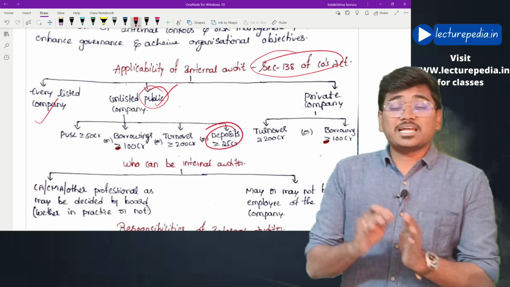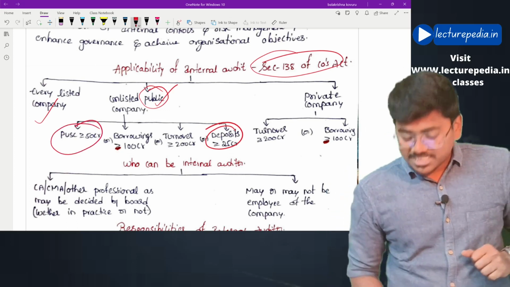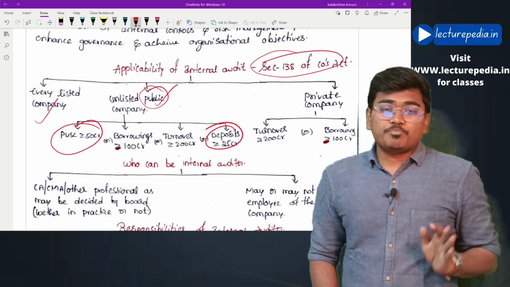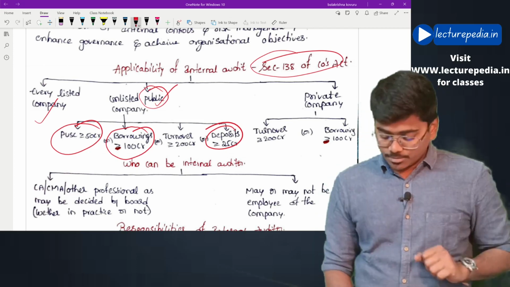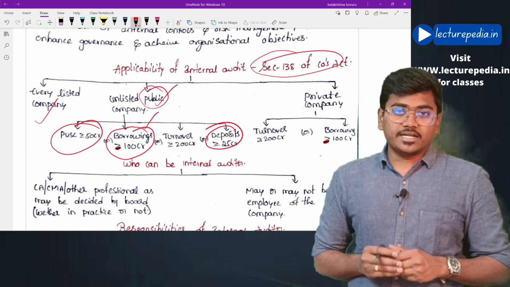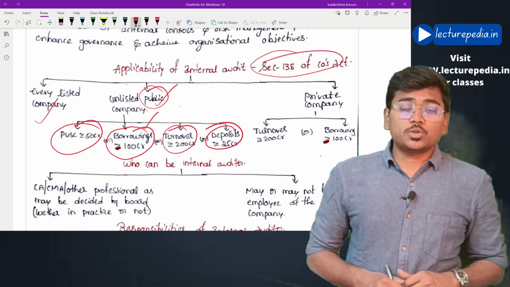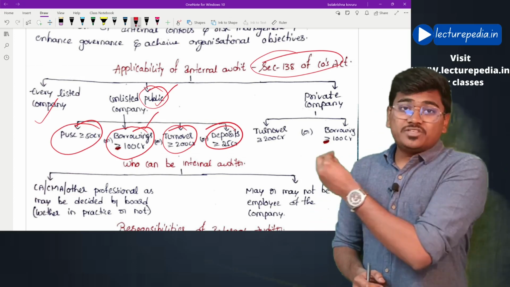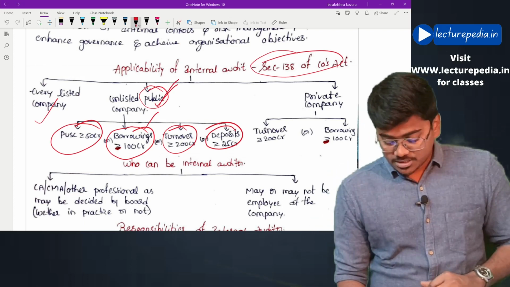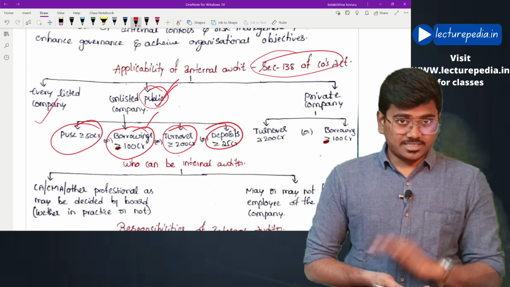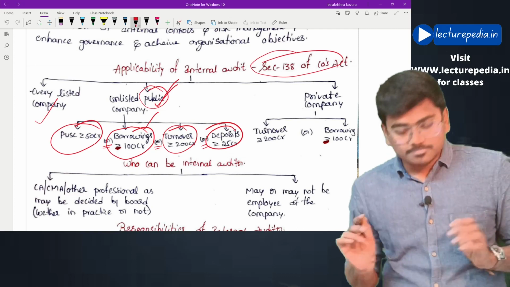Deposits of more than or equal to 25 crores. 50 crores: paid up share capital of more than or equal to 50 crores, and borrowings of more than 100 crores. You should remember, for borrowings there is no equal to 100 crores, exceeding 100 crores for borrowings, and turnover of more than or equal to 200 crores. If any of these limits is crossed, then internal audit will be mandatorily applicable for such a public limited company. Hope this is clear. And you should also remember that here the condition is or, not and.